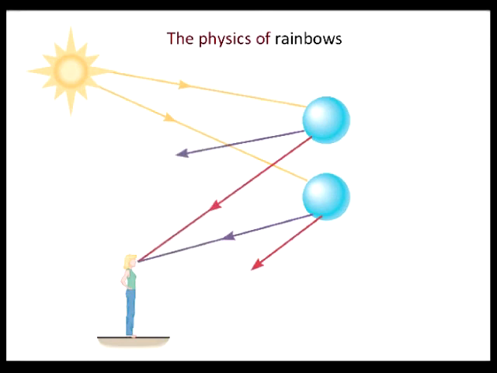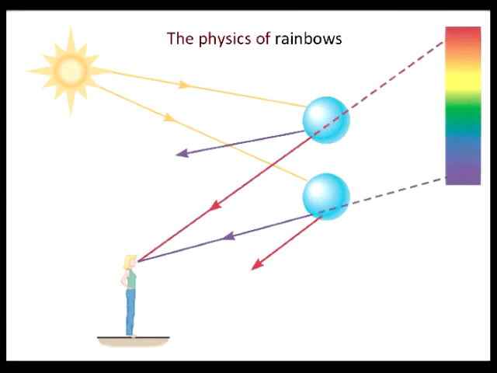Therefore, since sunlight contains the full visible spectrum, we can see the full spectrum from red at the top, or outer ring, to violet at the bottom, or inner ring. Double, or higher order rainbows come from multiple reflections within each raindrop.